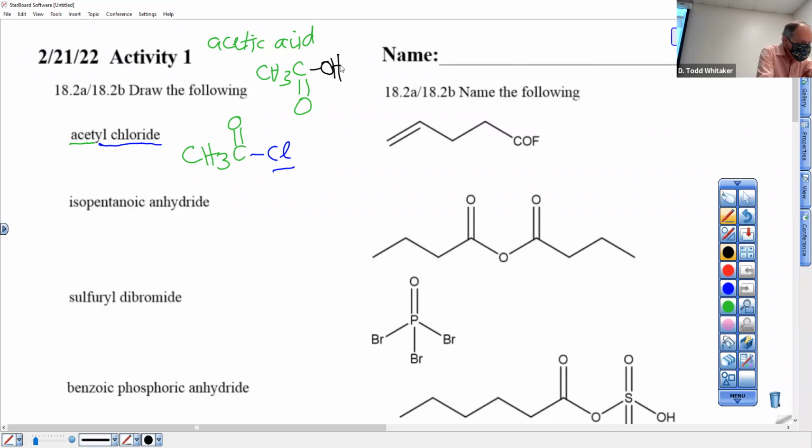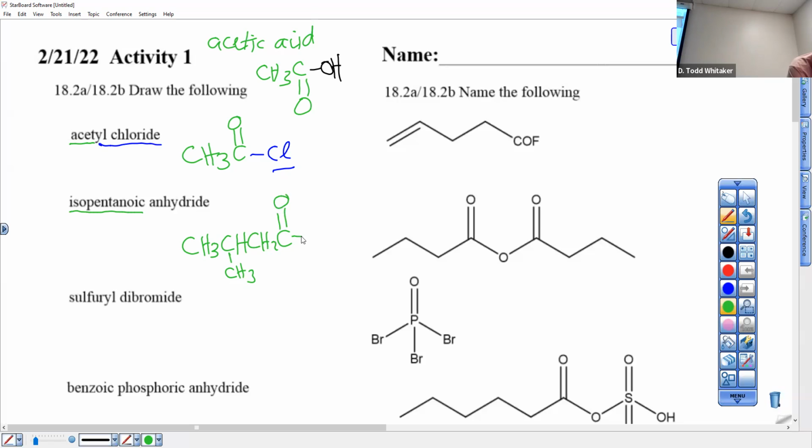Anhydride, same story, except for the acid name, you keep everything up to the ic. So we're going to draw isopentanoic, not acid. It's going to be missing its H. CH3, CH, CH3, there'll be a V on the end. There's 3 carbons. There's 4 carbons. There's 5 carbons.